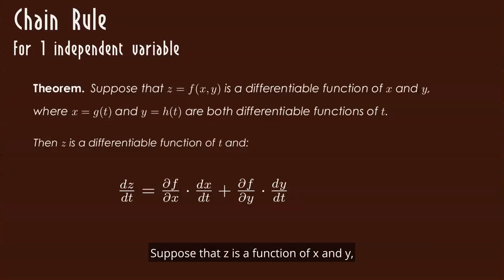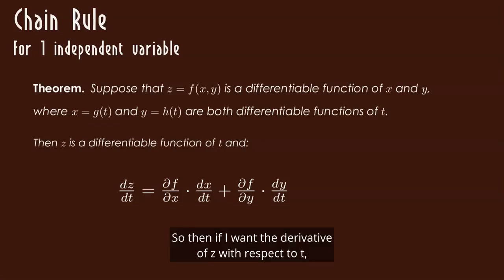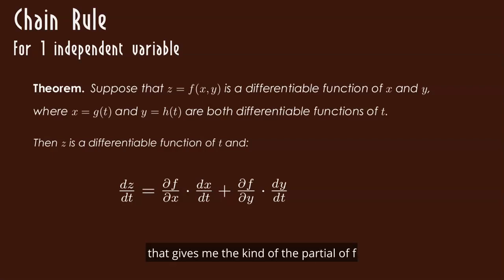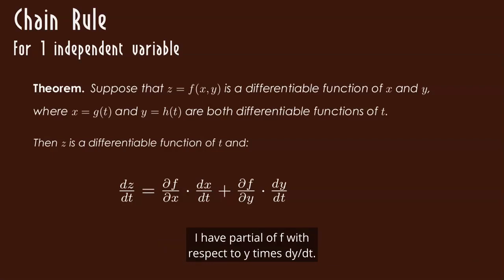Suppose that z is a function of x and y, and both x and y are functions of t, and everybody's differentiable everywhere. Then if I want the derivative of z with respect to t, I would take the partial of f with respect to x and multiply it by the derivative of x with respect to t. That gives me the t aspect in there, but in terms of x. I do the same thing with the y's. I have the partial of f with respect to y times dy/dt.